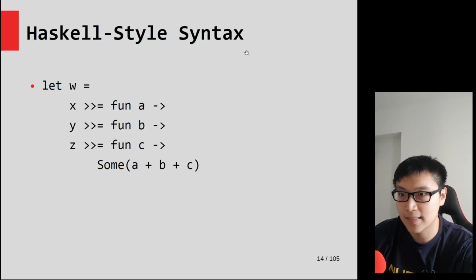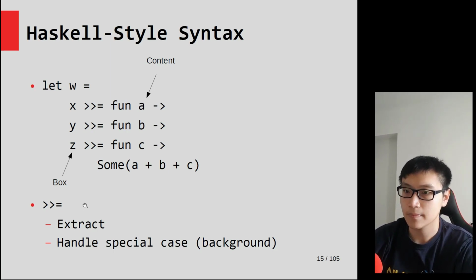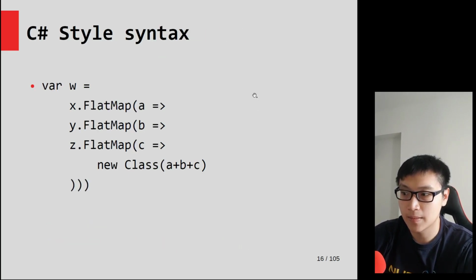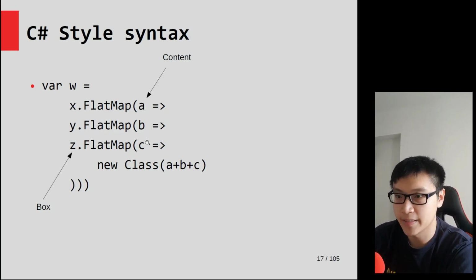If you are using a Haskell-style syntax, you may use a symbol like this, where again you start with a box and you extract out the content out of it. And so this symbol over here represents both the extraction process and handling special cases in the background. If you are using a C# style syntax, you may see a syntax that looks like this. Then again, you are starting off with boxes X, Y, Z, and you extract out the content A, B, C, and we are performing operations on A, B, C.